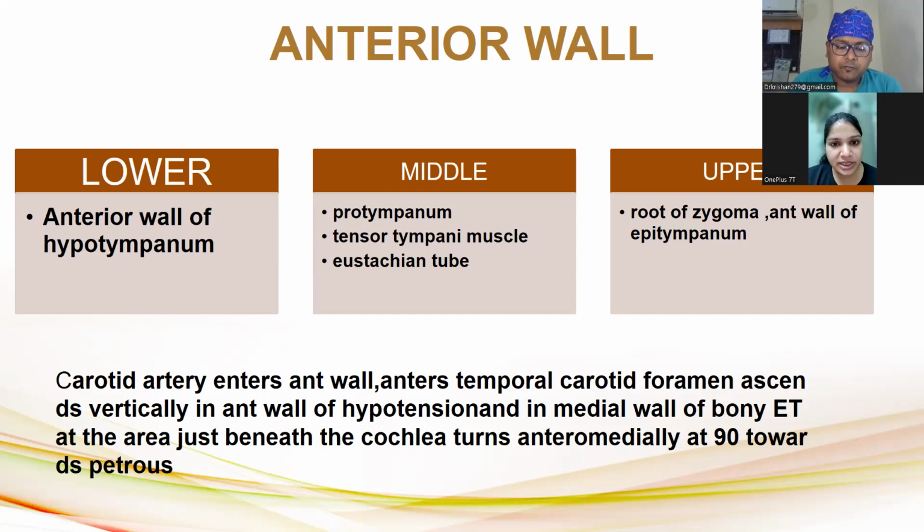A very important structure lies anterior to this anterior wall. It is the carotid artery, which enters the temporal bone through the carotid foramen, ascends vertically in the anterior wall of the hypotympanum and in the medial wall of the bony eustachian tube, and at the area just beneath the cochlea, it turns anteromedially at 90 degrees towards the petrous apex. This is an important relation you should know, and that is how the carotid artery is related to the middle ear.